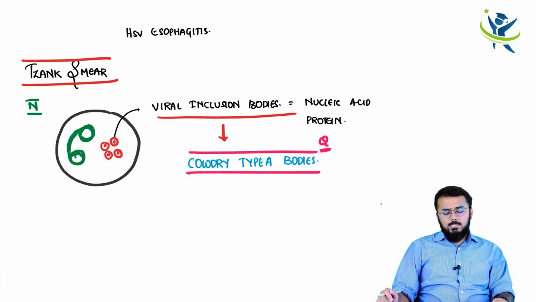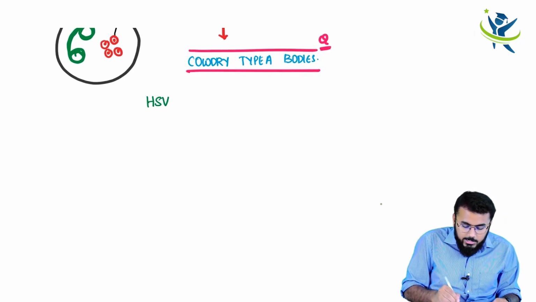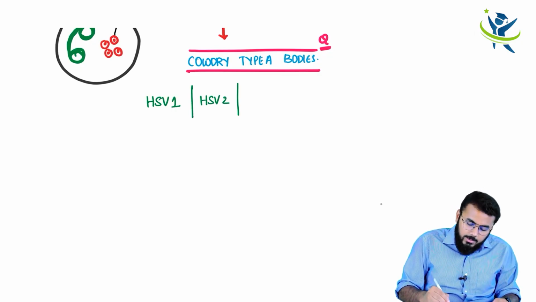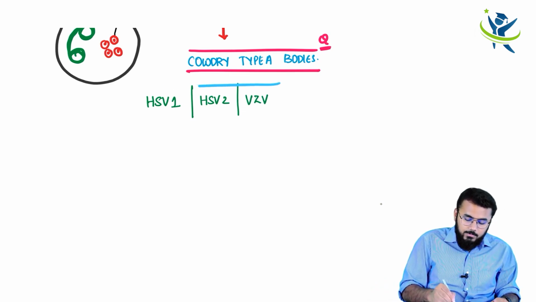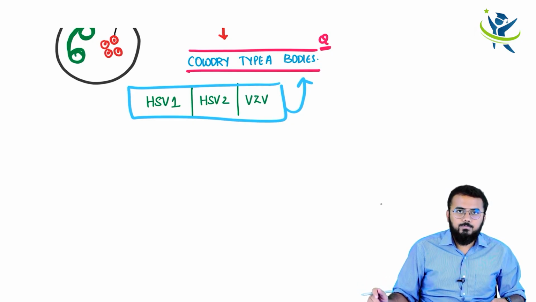So can I find these Cowdry type A bodies anywhere? Yes. You can find these Cowdry type A bodies not only in HSV-1, you can also find them in HSV-2. You can also find them in varicella zoster virus. So in these three cases, I can see these bodies. Okay. So this is how you do the basic diagnosis.